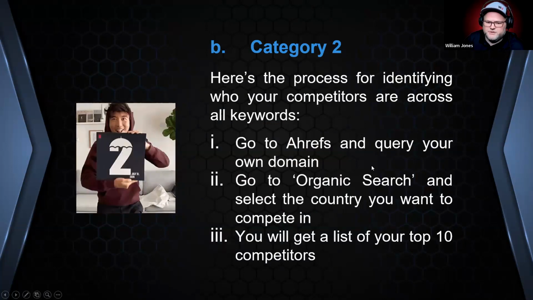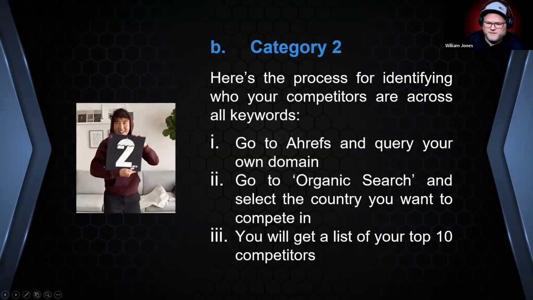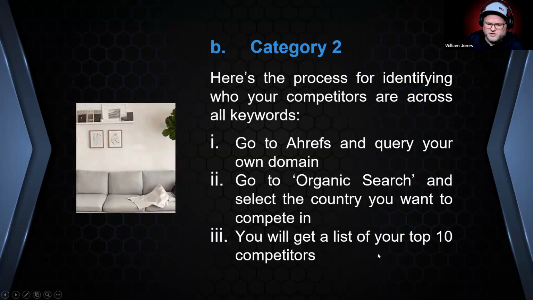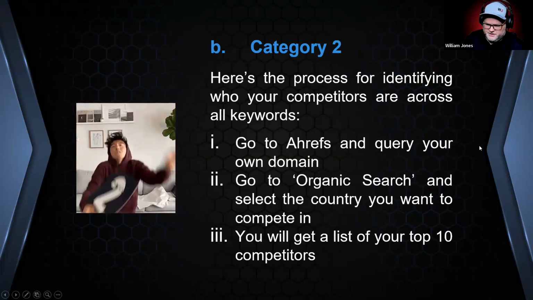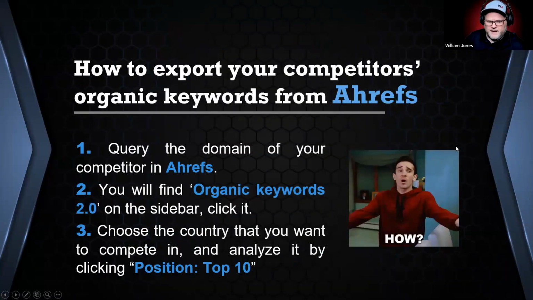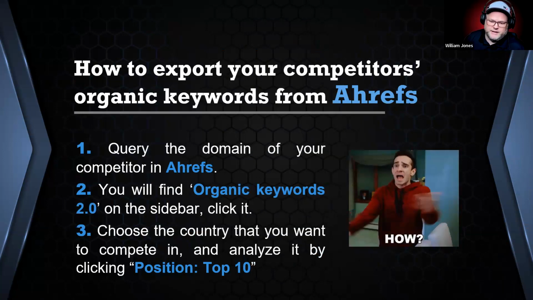In step 2, via SEMrush or Ahrefs, use an organic search. Select the country. You'll get a list of your top 10 in competition. How do you export them? It's simple. It literally has an Excel file or PDF where you just download that. Okay.